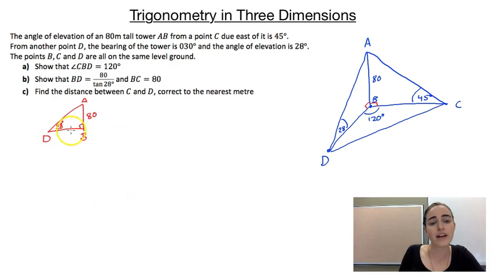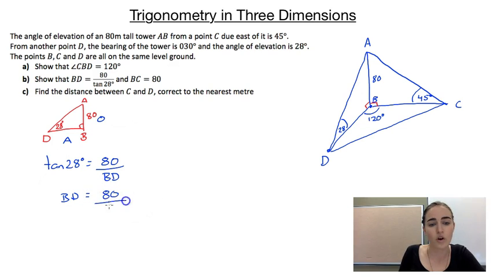So if we're trying to find the length of this side, we can just use our right angle triangle SOHCAHTOA. So this is our opposite and our adjacent side. So that's going to be tan of 28 degrees is equal to 80 over BD. And if we rearrange that, we're going to have BD equals 80 over tan 28 degrees. So that's this first bit shown.